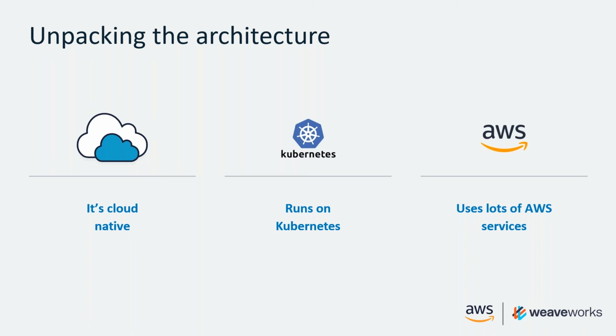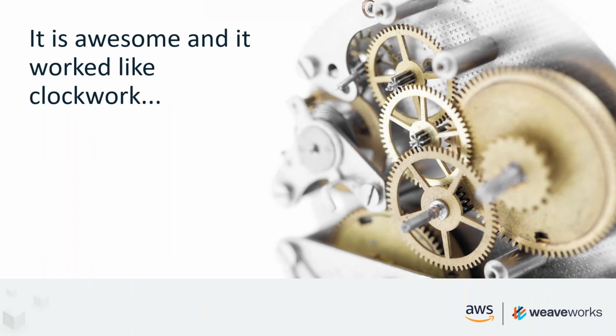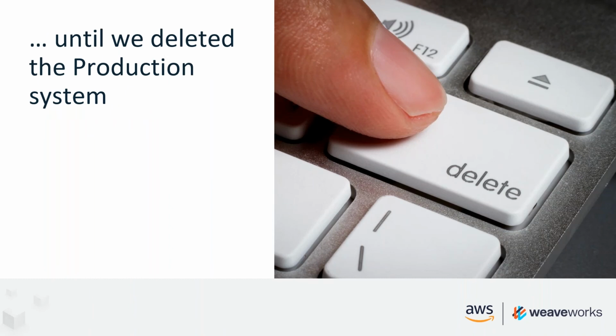So here's a quick summary. It's cloud native. It runs on Kubernetes, and it uses lots of Amazon services, which is fine. It's awesome. It worked like clockwork until the day we deleted the production system accidentally, inadvertently creating the perfect example of why manual processes can go wrong.